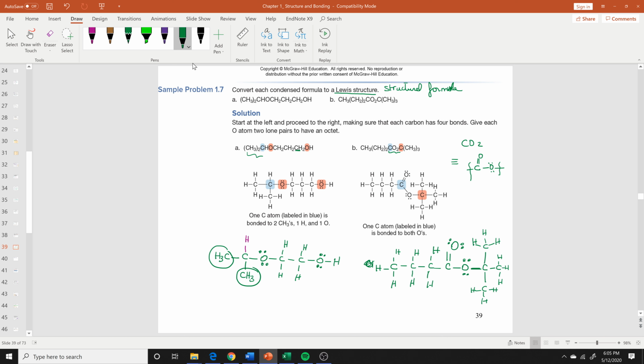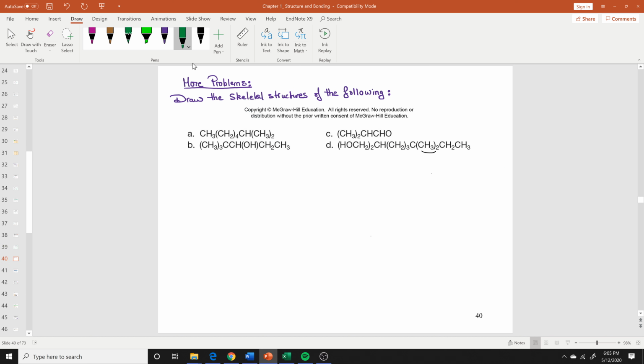In your assignments, you have a lot of practice on those. This is another example in there. Show the skeletal structure of the following. So again, for A, you look at the carbons, count the carbons in the chain.